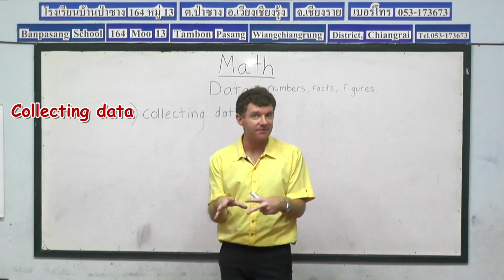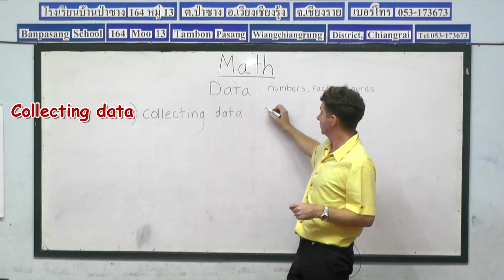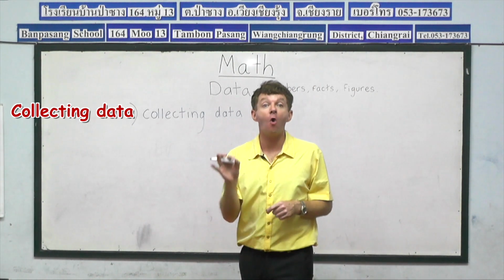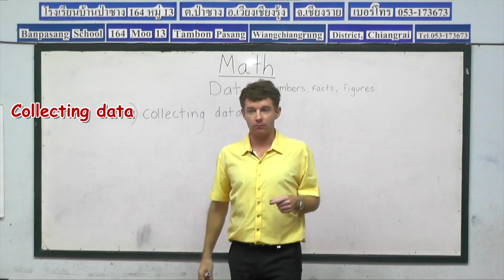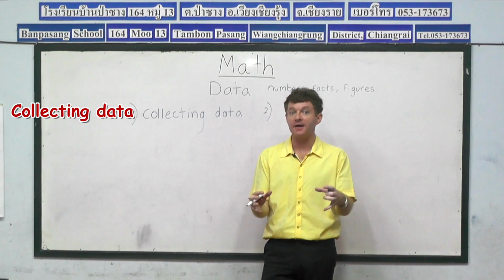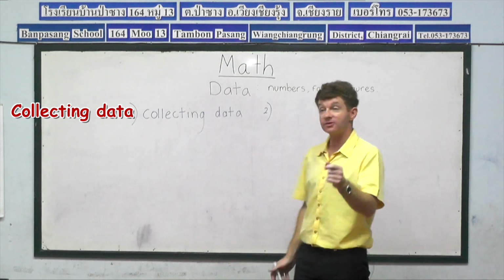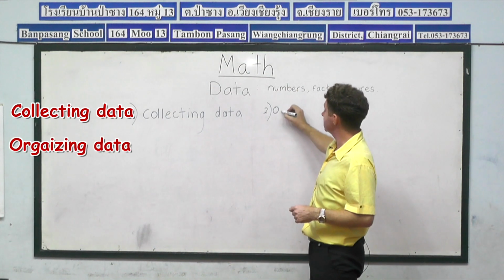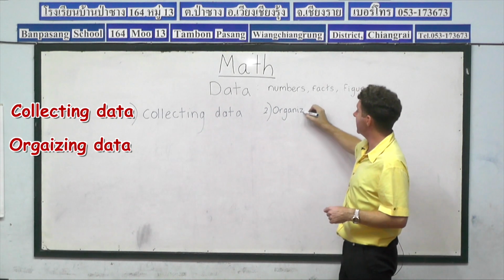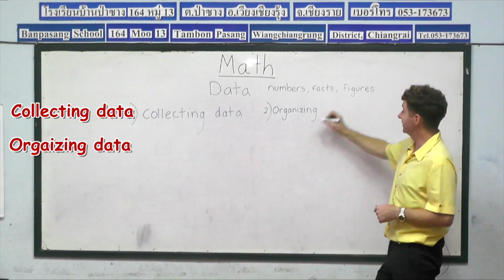But once we've collected the data, can anybody remember the next step? Step 2. Collecting data and then organizing data. Remember our tally chart? How we use the tally chart so we can organize and group our data into specific categories. So step 2, organizing. O-R-G-A-N-I-Z-I-N-G. And data.